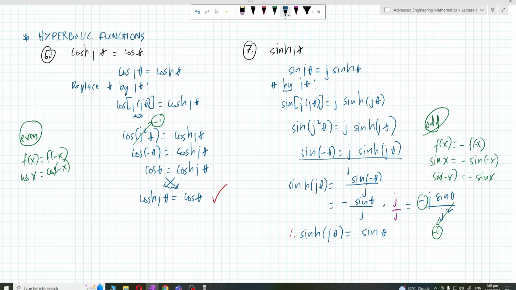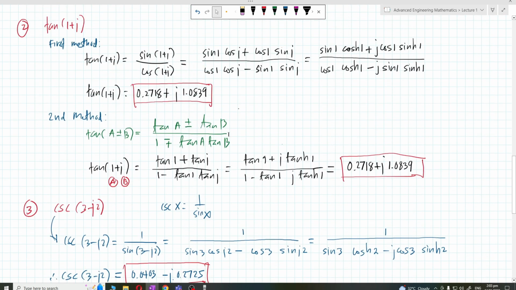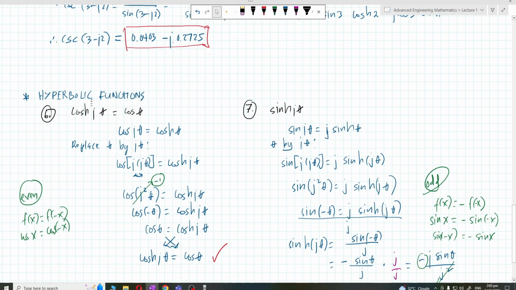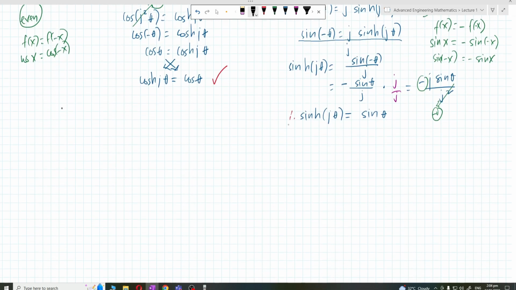Okay, so nakita nyo na guys yung pattern. Okay, magkapartner lang sila. Yung number 6 si number 1. Cosine j theta naging cosine hyperbolic. Okay, pag si cosine ginawa mong hyperbolic, magiging trigo naman. Okay, same for sine hyperbolic, so magiging siya trigo, so equal to j sine of theta. So meron ka na guys dyan ng formula for number 8, yung ating tangent.